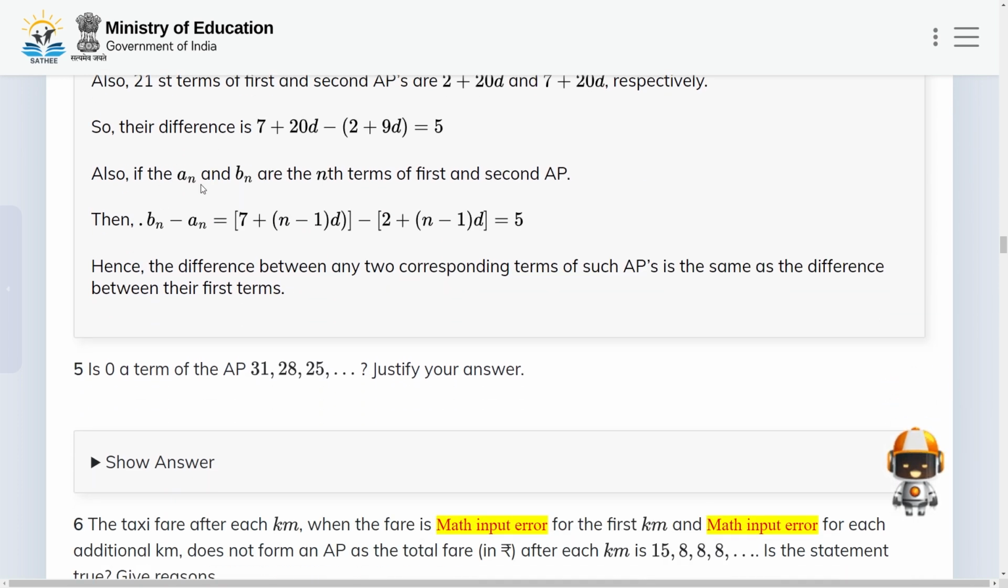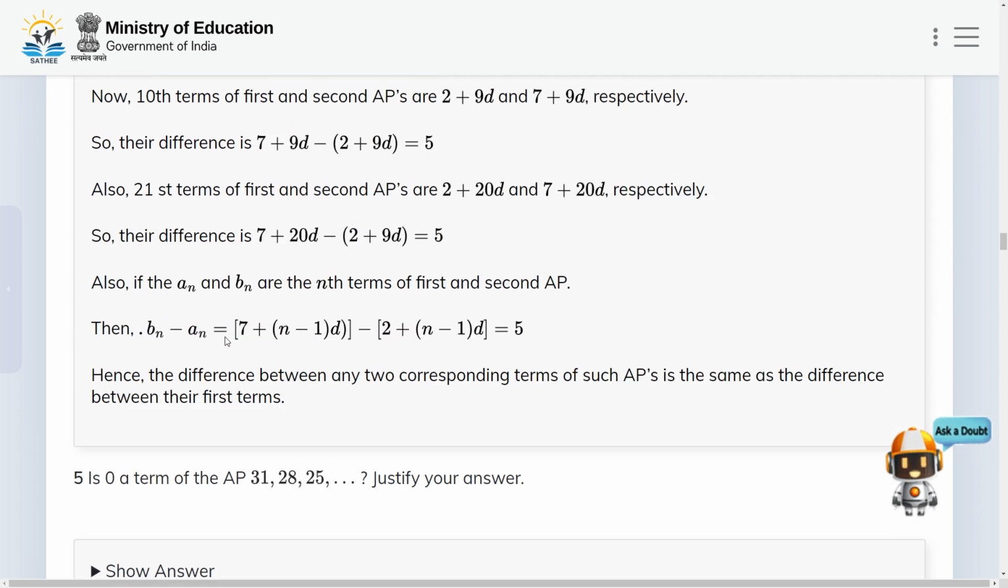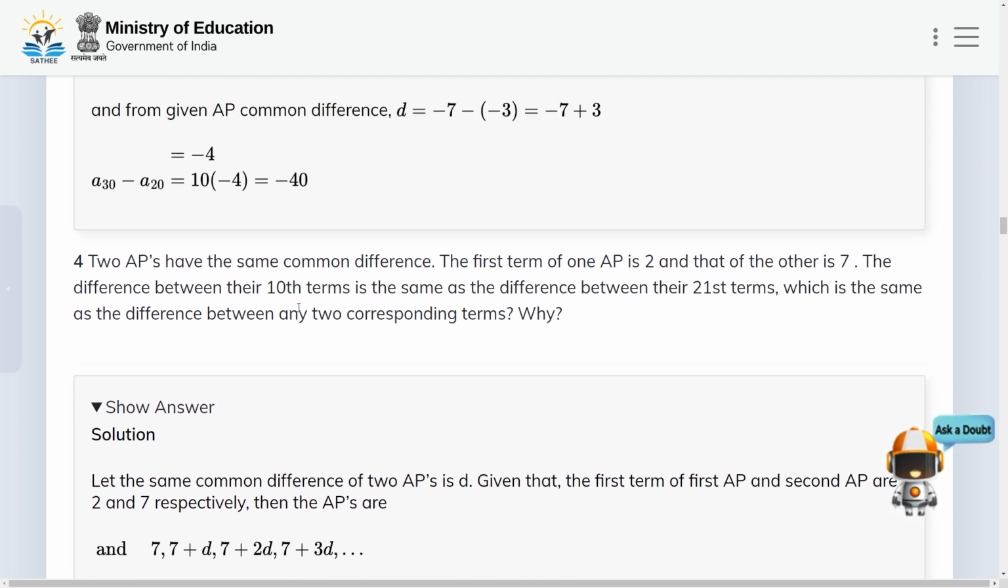Also, if an and bn are the nth terms of the first and second AP, then the difference bn minus an is equal to 7 plus (n minus 1) times d minus (2 plus (n minus 1) times d), and this is also 5. Hence the difference between any two corresponding terms of such APs is the same as the difference between their first terms. So we come to this point where the difference between any two corresponding terms of the two given APs is the same.